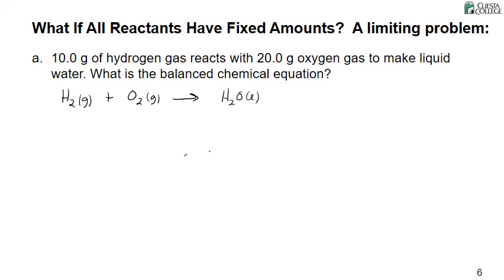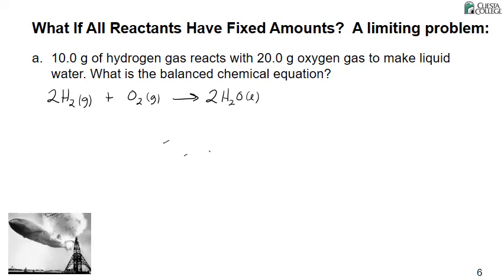In order to balance this particular reaction, we can see there are 2 hydrogens in the reactants and 2 hydrogens in the products. Those look balanced. There are 2 oxygens in the reactants, but only 1 oxygen in the products. There needs to be a coefficient of 2 out in front of the water then. Well, of course, that changes the number of hydrogens to 4 in the products, needing a 2 in front of the hydrogens in the reactants.